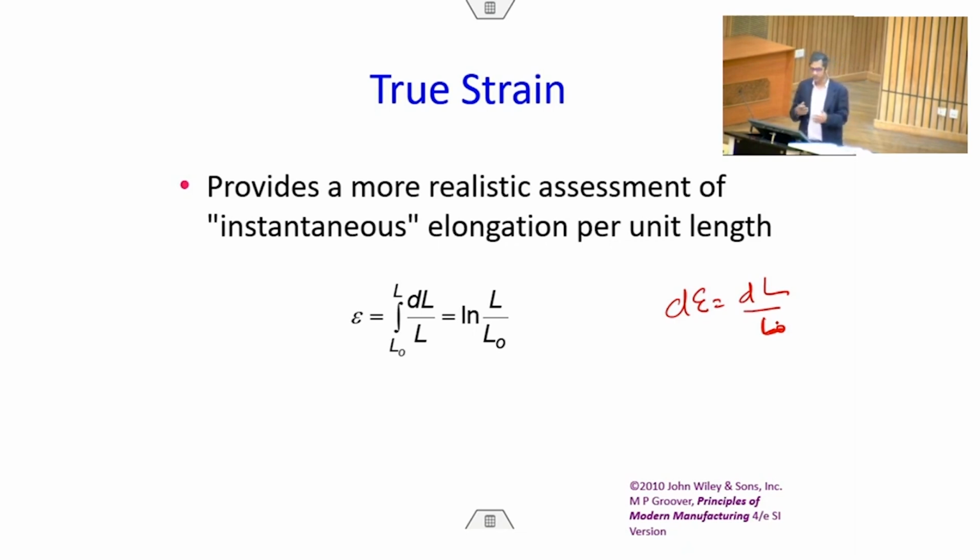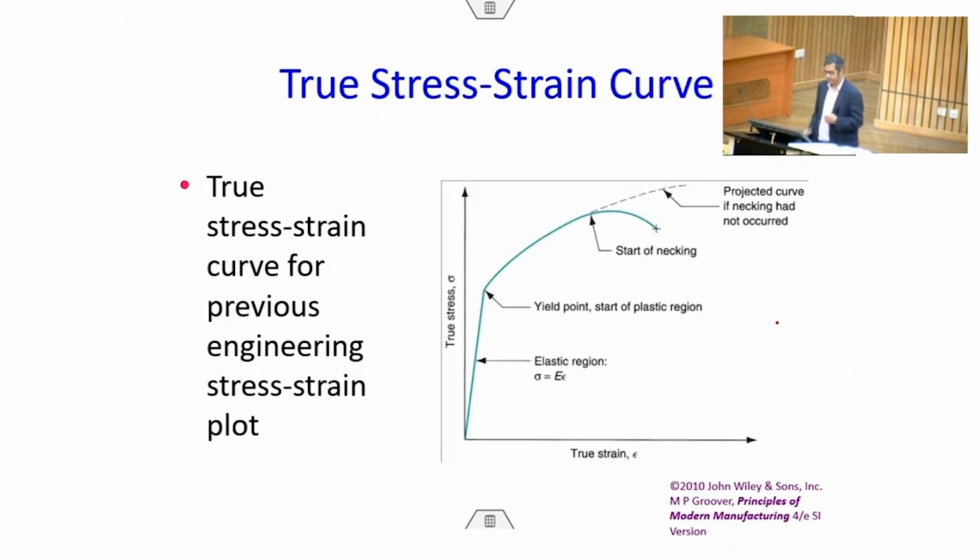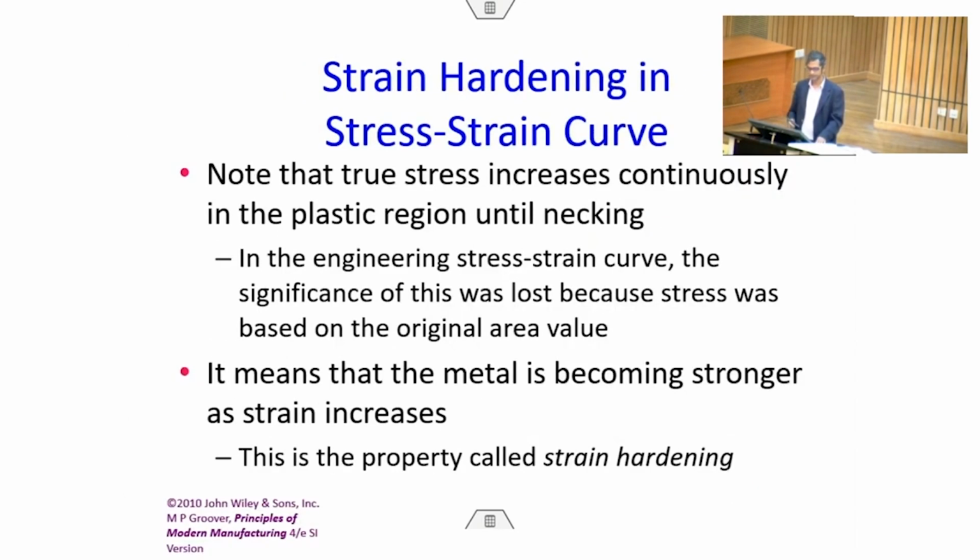It provides you a more realistic assessment of the instantaneous elongation per unit length. So, if you plot this true stress true strain curve on top of the engineering stress strain curve, it looks like this. You can see here that if necking does not appear, the true stress true strain curve will keep on moving like this. That is the dotted curve, but the engineering stress strain curve will show a dip and then stop at the fracture point. Am I clear?